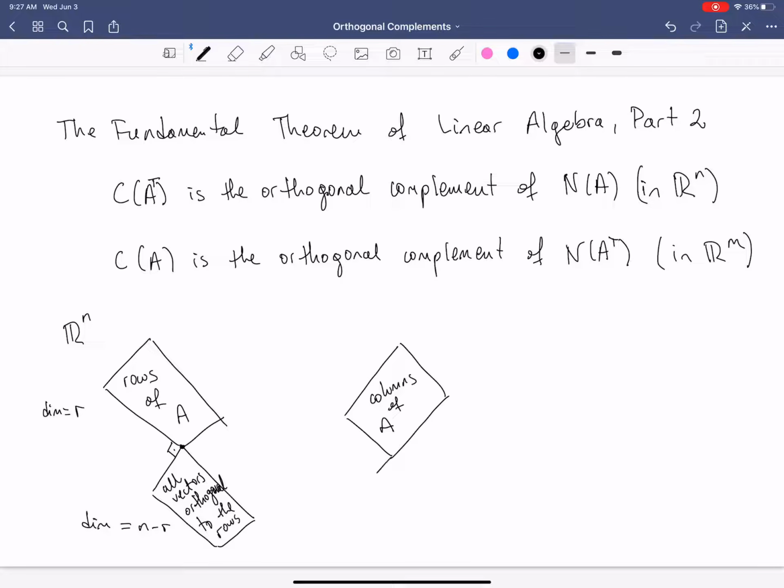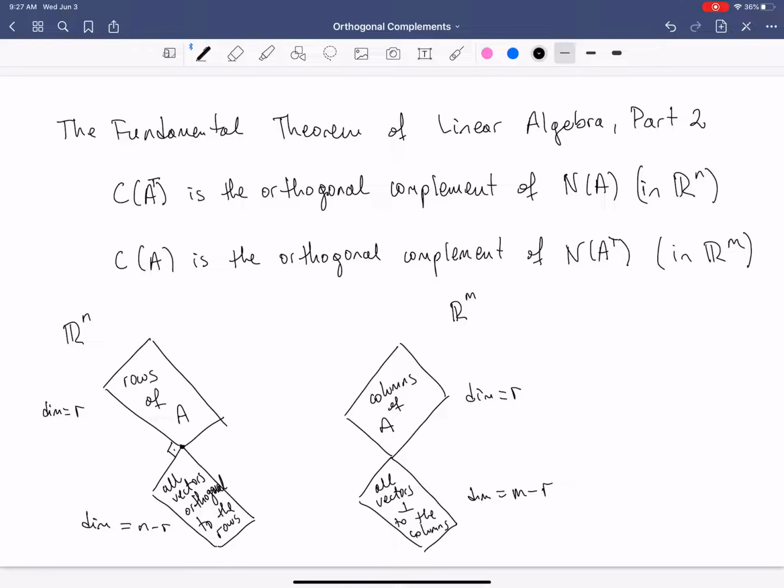And here I have all vectors orthogonal to the columns of A. The dimension of the columns, or the column space, is r, and the dimension of all vectors which are orthogonal to the columns is m minus r, because this whole picture is happening in Rm.